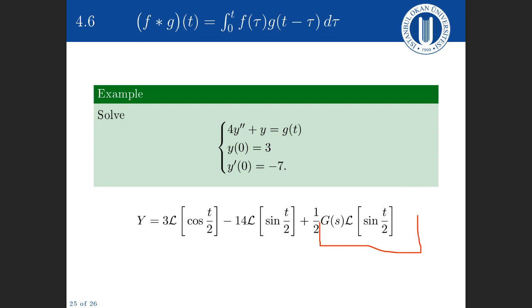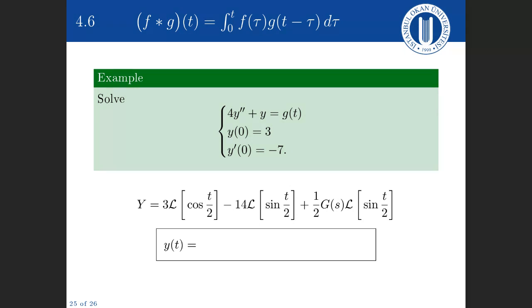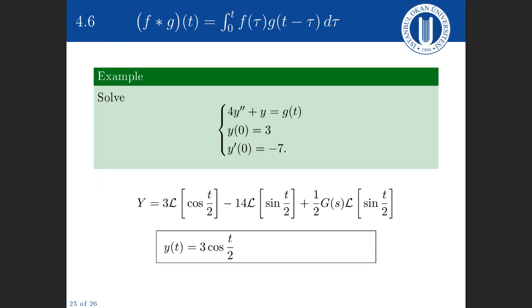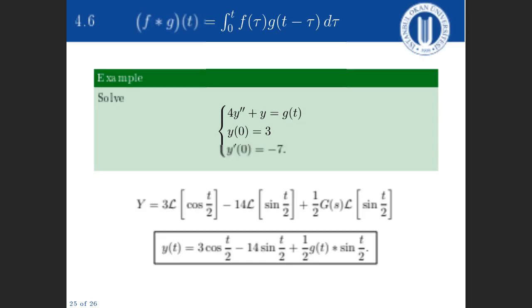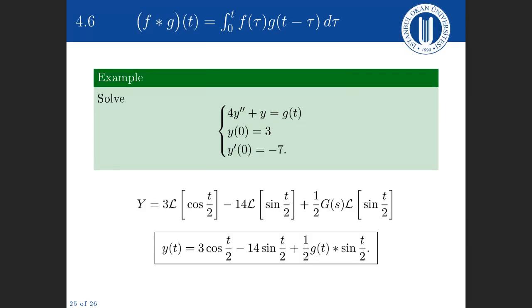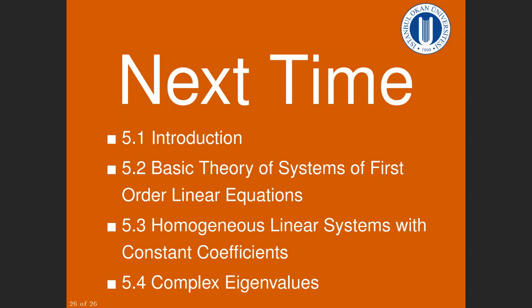How can we find the inverse Laplace transform of the product of two functions? We use the convolutions. Three cos t over 2 minus 14 sin t over 2 plus a half small g of t convoluted with sin t over 2. And for this example, I'm going to leave the answer like this.